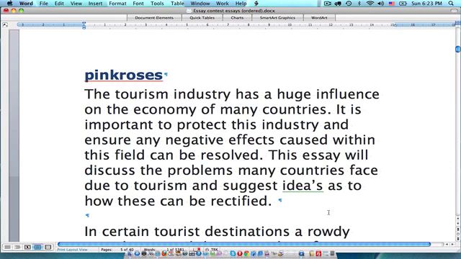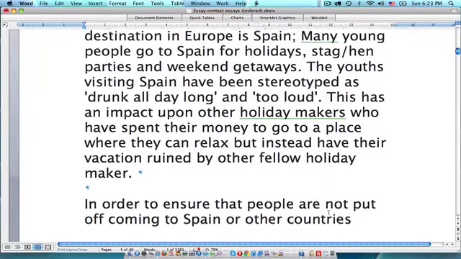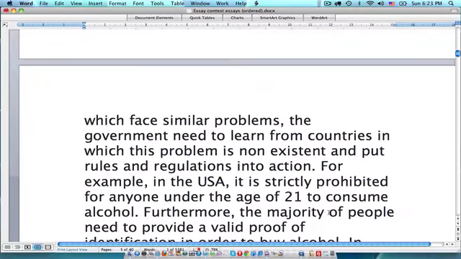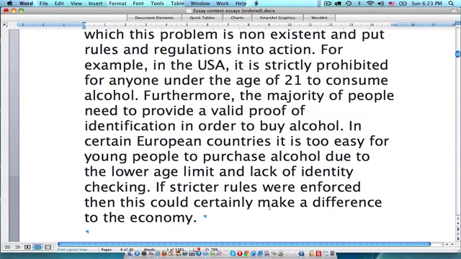Now, I just have a couple notes here that I want to talk with you about. Yeah, so there are some areas. Now, we looked at Vic, who had quite strong concluding sentences in each of his supporting paragraphs. Here, I just wrote a little comment to myself that I wasn't sure if you're still talking about tourists, because it says if stricter rules were enforced, then this could certainly make a difference to the economy. And that's not really what the essay is about. So when the reader sees this, we kind of lose track about what you're talking about.